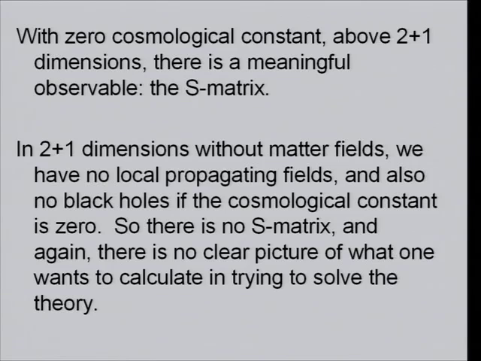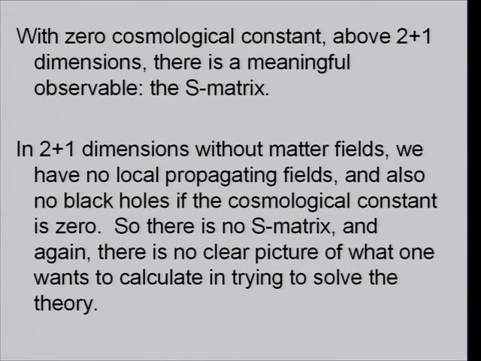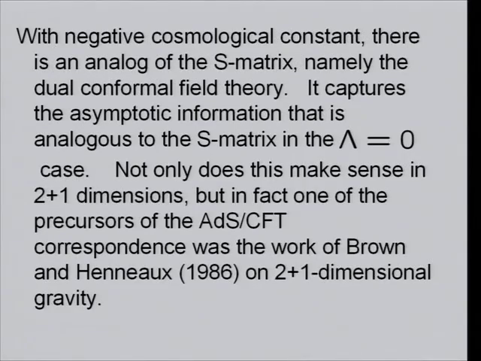Now, of course, zero cosmological constant is the borderline, and above 2 + 1 dimensions, it has a meaningful observable, which is the S matrix. That doesn't really work in 2 + 1 dimensions. There are no gravitational waves, so without matter fields, in pure gravity, there also are no black holes when the cosmological constant is zero, so there's nothing that could be scattered, and therefore there's no S matrix. And again, there's no clear picture of what you would mean by trying to solve the theory. So we'll leave aside the case of zero cosmological constant.